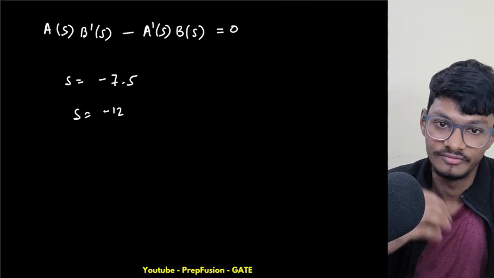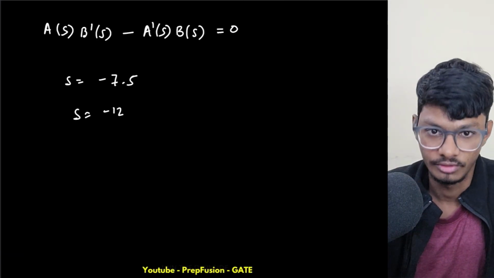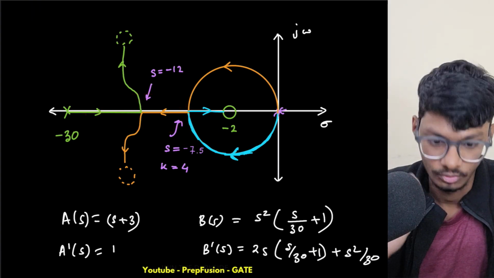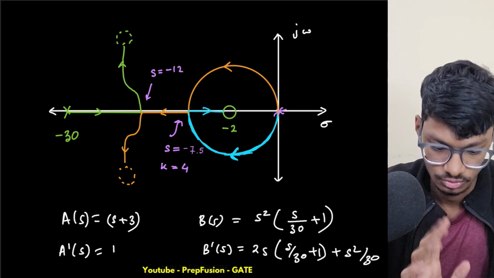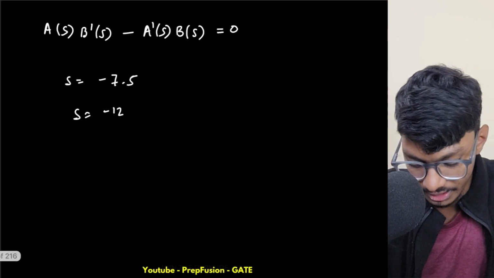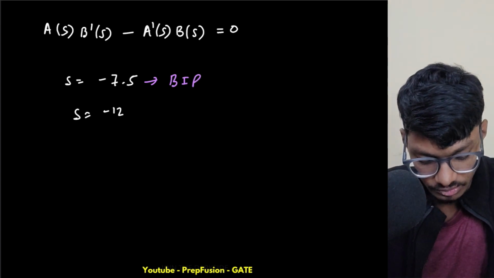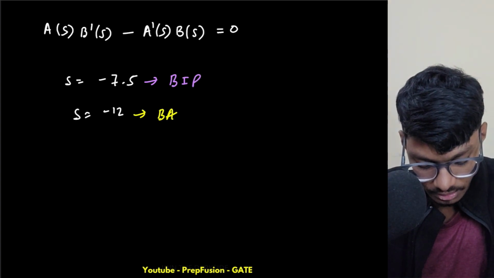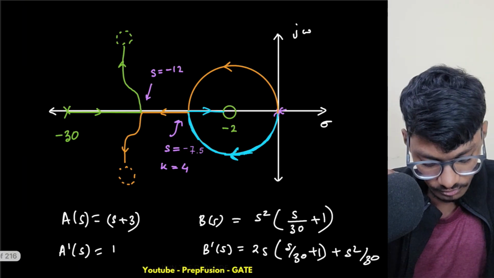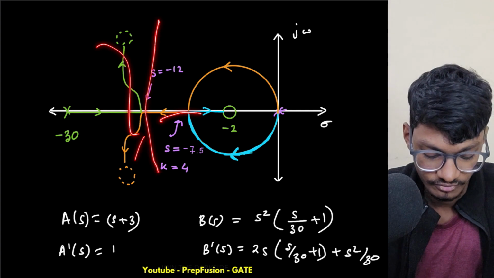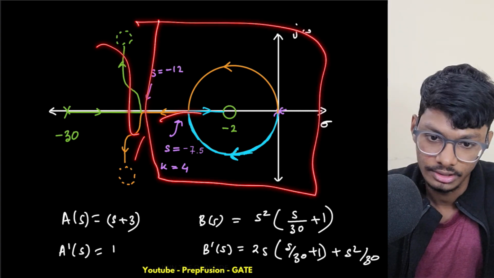Now both of them will be valid. Previously only one of them was valid, but now both of them will be valid because both of them lie in the root locus. One will be the break in point and the other will be the breakaway point. So you can see here they are breaking away and they are breaking in. So if you lie within this range, then it won't matter much.